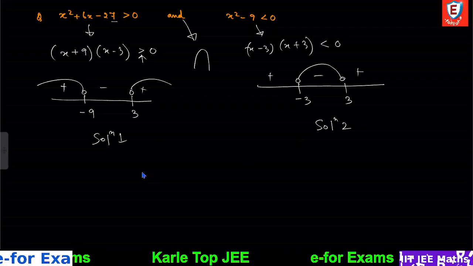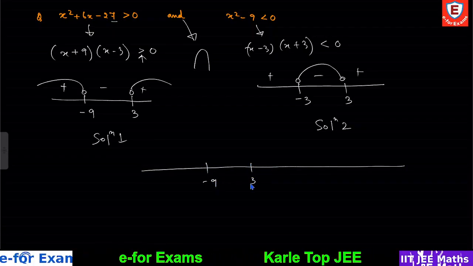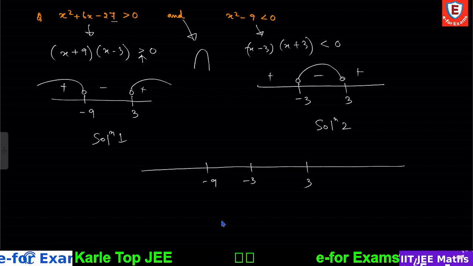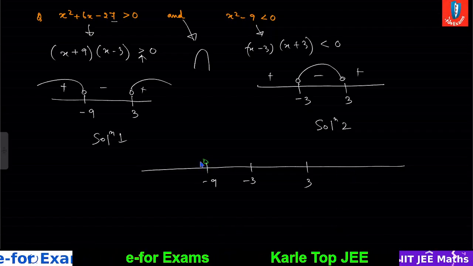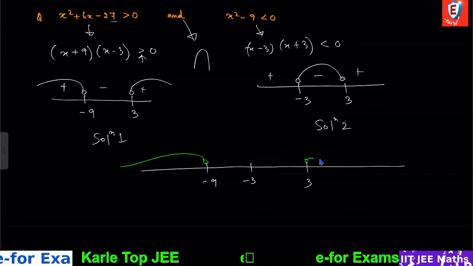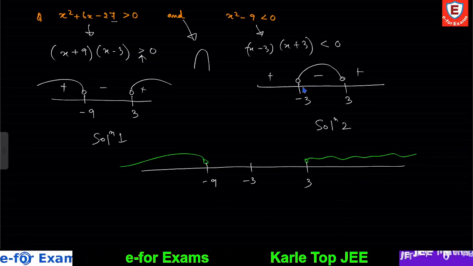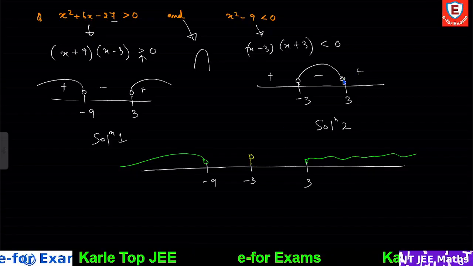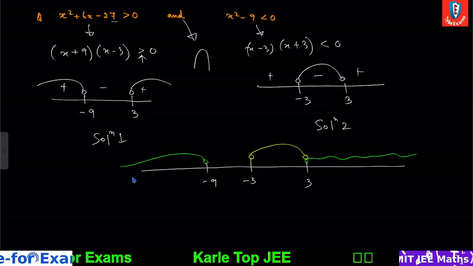So combine both: minus 9, minus 3 and 3. For solution 1, let me use green, and for solution 2, let me use yellow. Solution 2 means minus 3 to 3, and this is also open. So what is the solution here? What is the common point here?